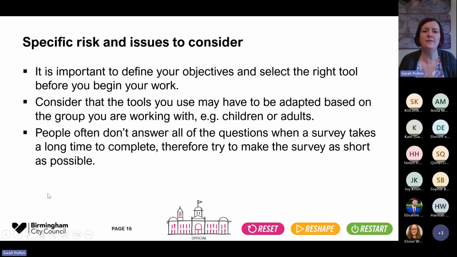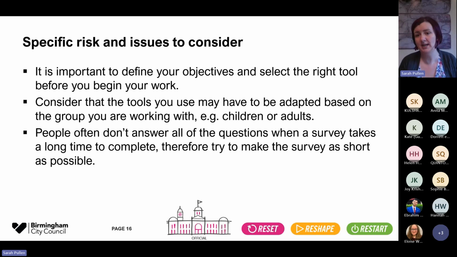There's also some specific risks and issues that you need to consider. So it's really important to define your objectives and select the right tool before you begin to work, because if you are measuring BMI, but you're actually doing a project about health literacy, then it might make it seem like your project wasn't successful because you didn't impact on BMI. But actually, if you used one of the health literacy tools, that would have captured the impact of what you were delivering. So think really hard as you're planning your project.